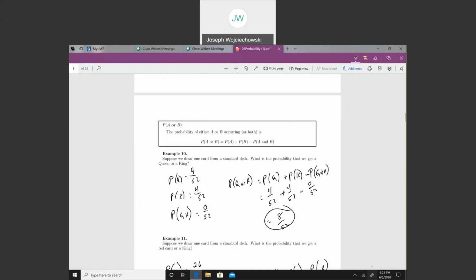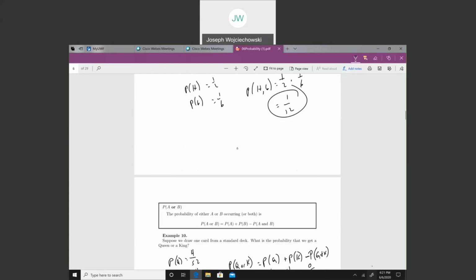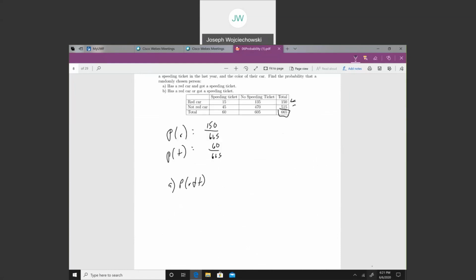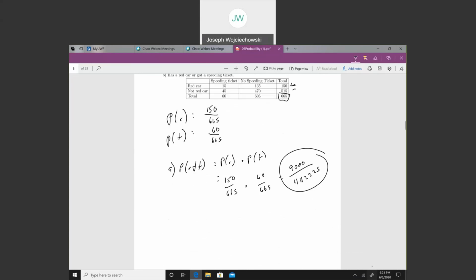Now let's look back, check what A and B is, just to be safe. That's P of A times P of B, so we get the probability of a red car and a ticket is the probability of a red car times the probability of a ticket, which is 150 over 665 times 60 over 665, which is 9,000 over 442,225. Again, you can reduce that, but it doesn't say to, so we won't.